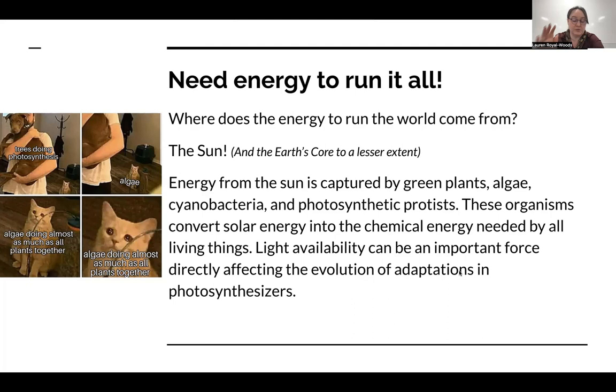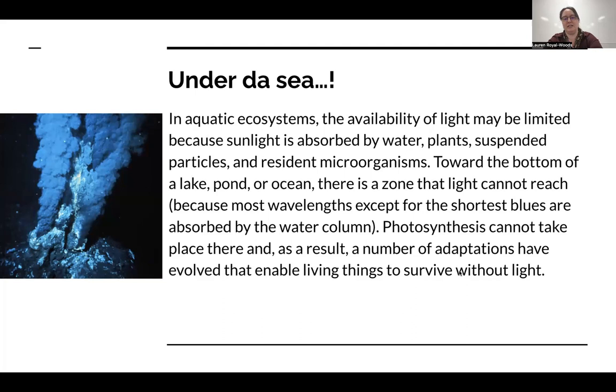Like right now. In aquatic ecosystems, availability of light is limited because sunlight is absorbed by water and plants at the bottom can't get it. So there's literally a sunlight zone, and then after that, it's just dark, dark, dark, dark, darkest. Towards the bottom of a lake, a pond, or an ocean, especially an ocean, there's a zone that light cannot get to. And it's because most of the wavelengths, except for blue, which is the shortest, are absorbed by the water column. So that's why it gets bluer as you go down, because blue is the one getting down there the furthest, but even it gives out after a while. So photosynthesis can't happen there. As a result, there are a lot of weird adaptations that have evolved with the life living there, including, like I said, the delicious chemical soup coming out of these vents.